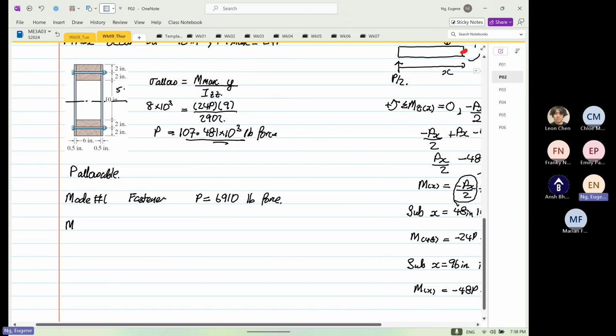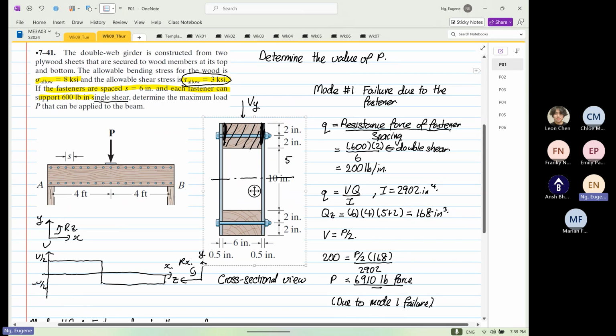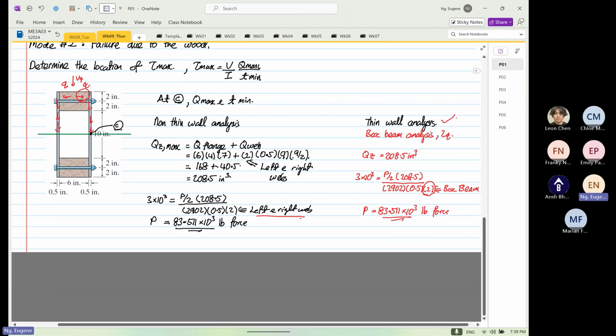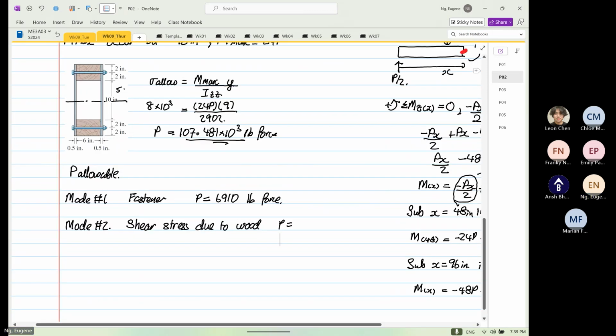Then we have mode 2, shear stress due to wood. P is equal to 80 and 83.511 times 10 to the power 3.